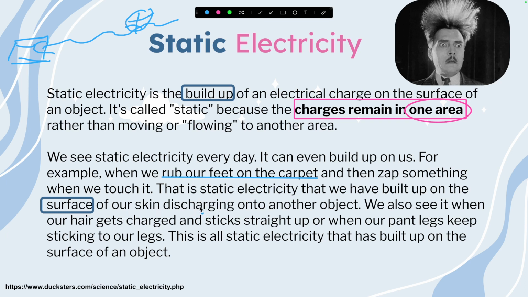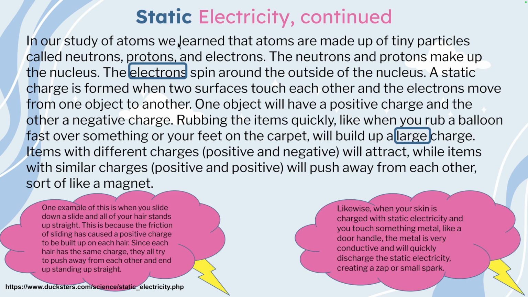We also see it when our hair gets charged, like so up here. Let me change this again. You see this gentleman's hair is standing up. And when our pant legs keep sticking to our legs, that's another example of it. When you get the pants out of the dryer, they tend to have some static on it. All right, let's take a look at more static information.